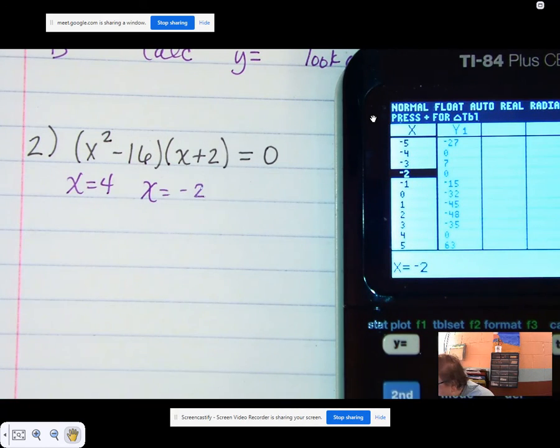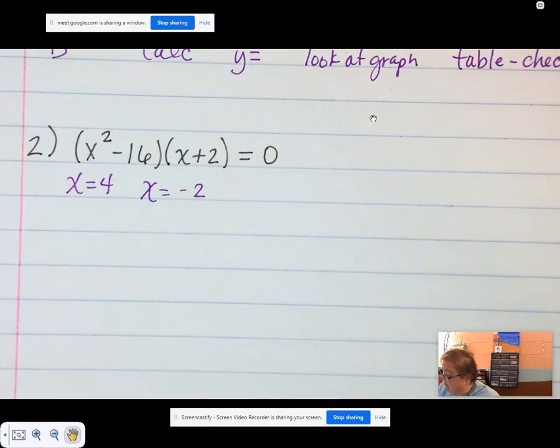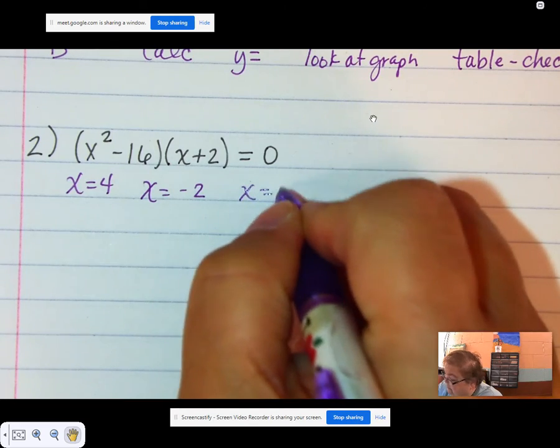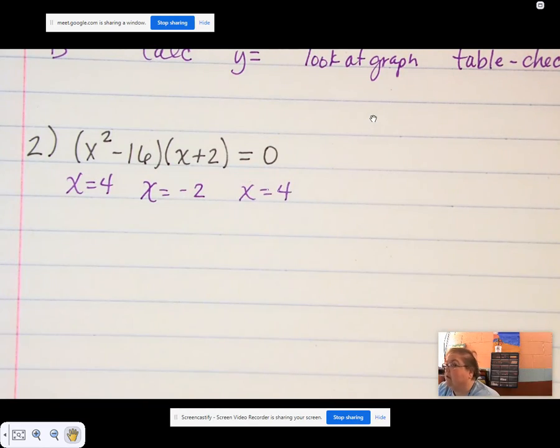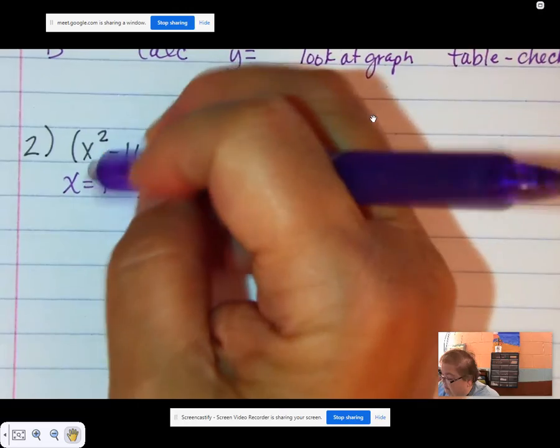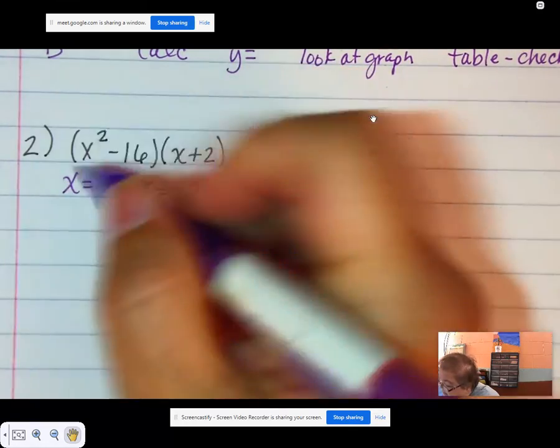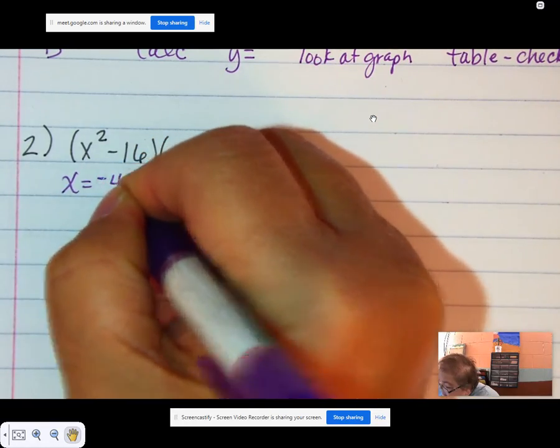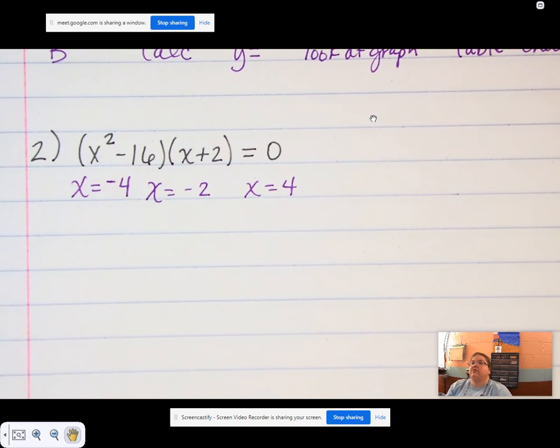And keep going and look for the other 0. I'm going to go over here and look for another 0. There it is. The other one, thank you, should be -4. I have a problem with negatives today. Thank you. So -4, -2, and 4. Those are my x values that will give me 0.